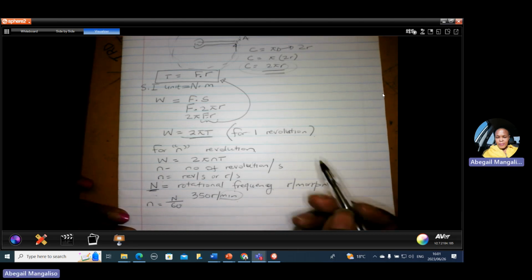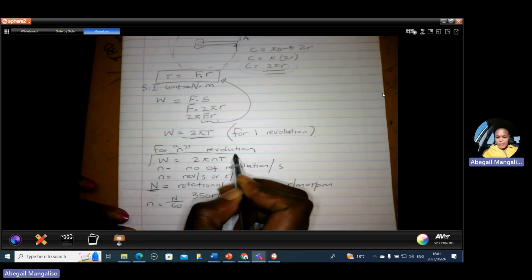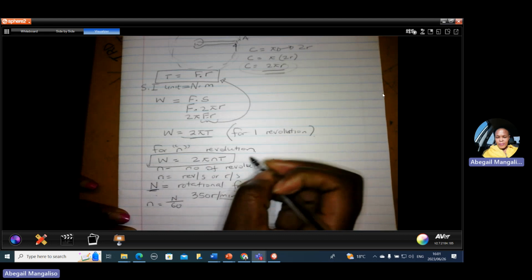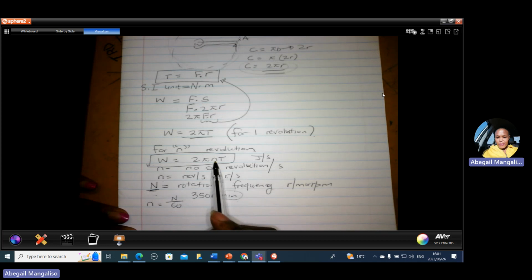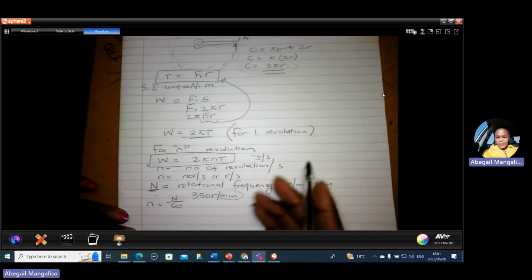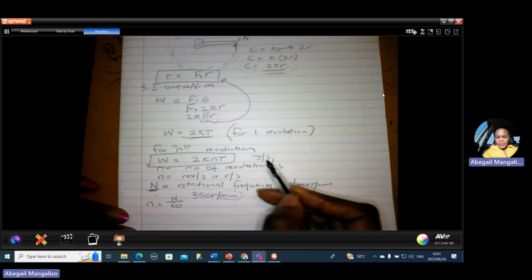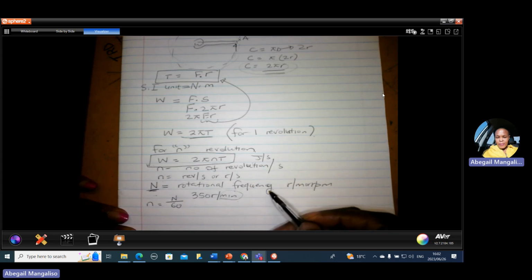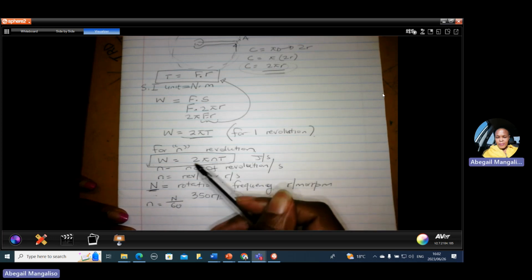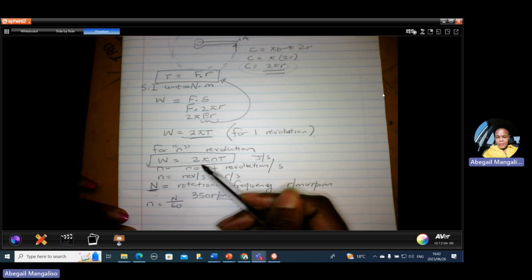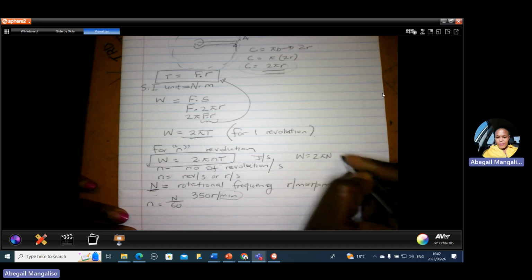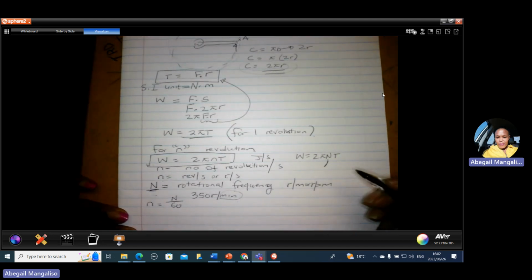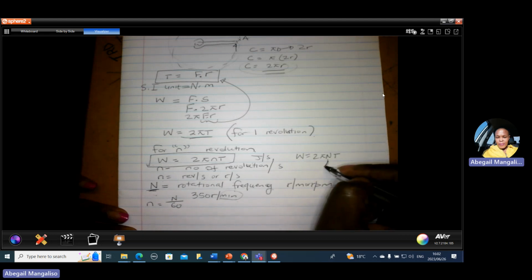So work done is given by this formula, 2 pi nT. And the answer we get here is a joule per second because this is measured in revolutions per second. And a torque is Newton meter, which will give you a joule. So the SI unit will be a joule per second. If you want to calculate work done in joules per minute, this formula will be W equal to 2 pi capital N T because this one is revolutions per minute. So the unit here is joule per minute.